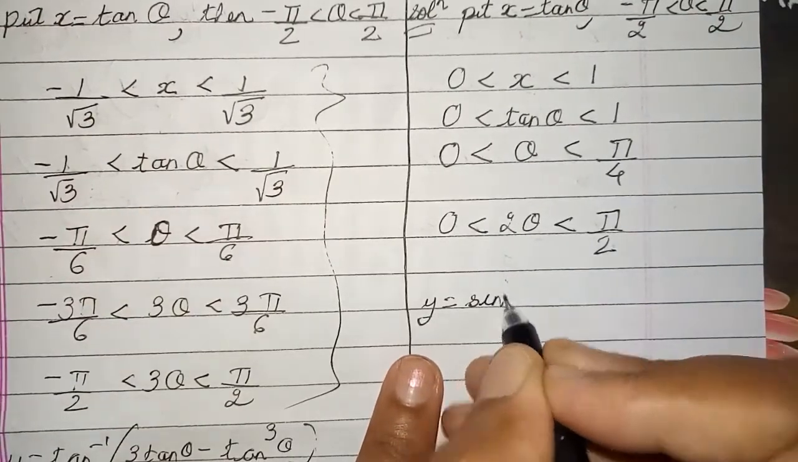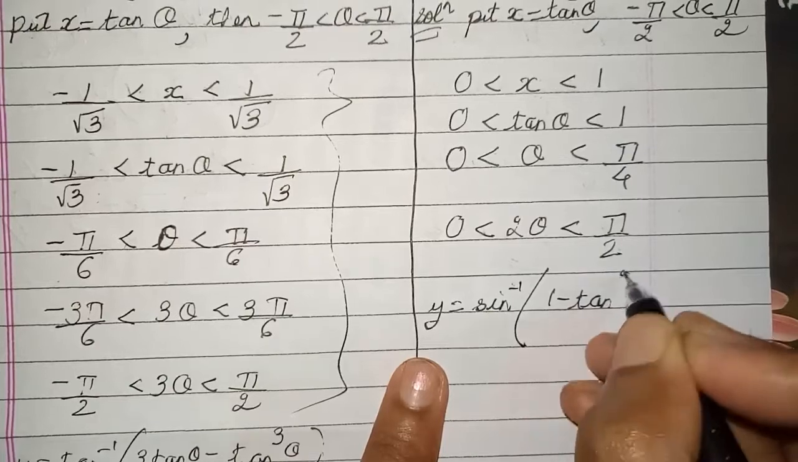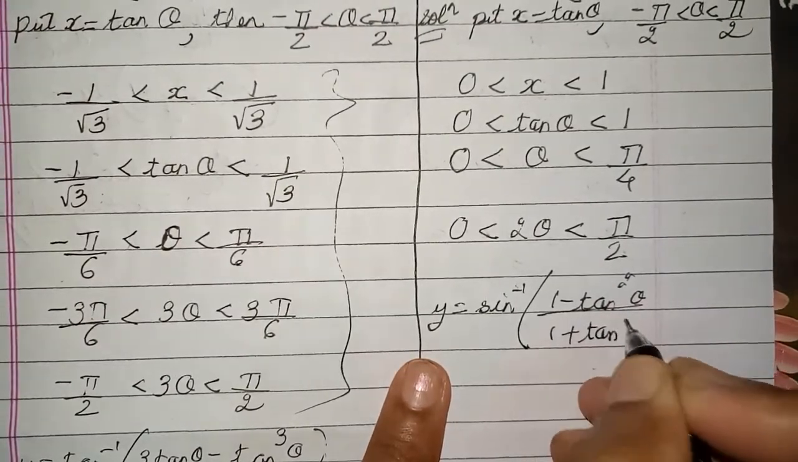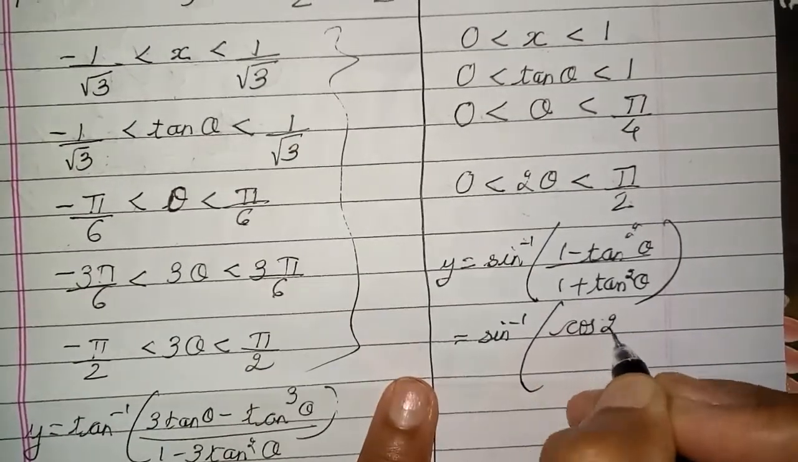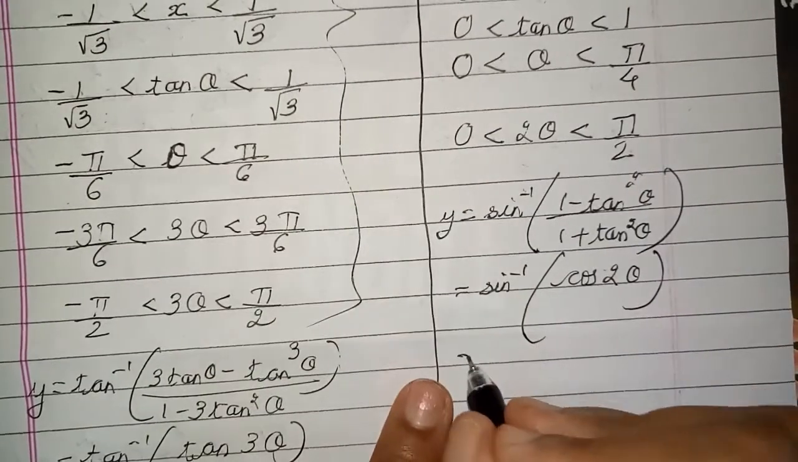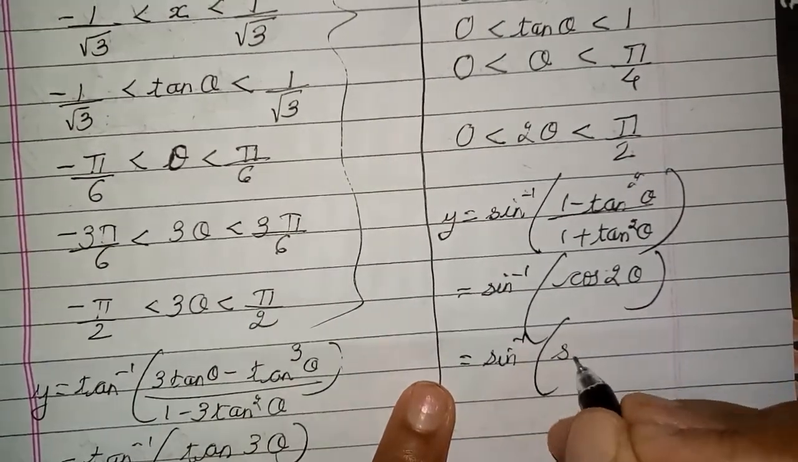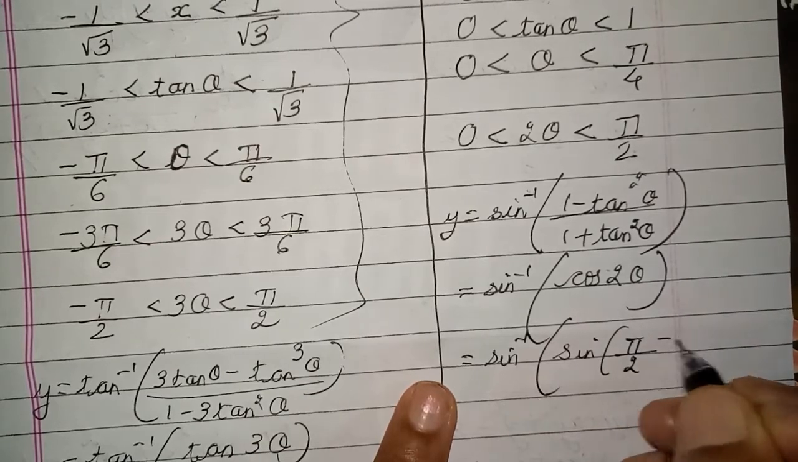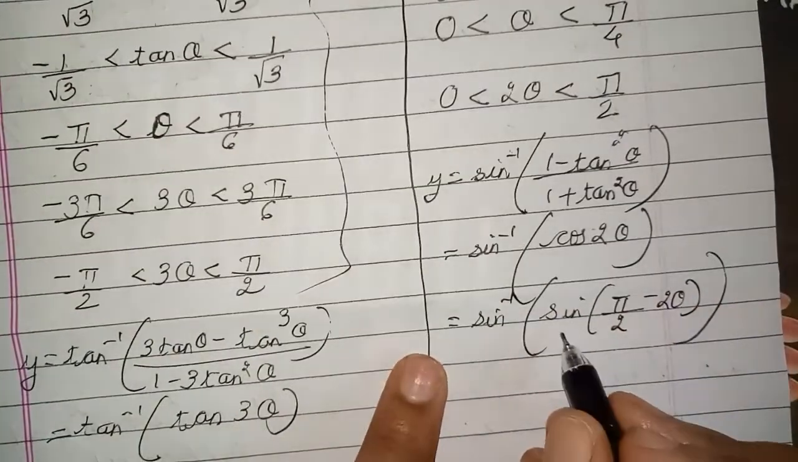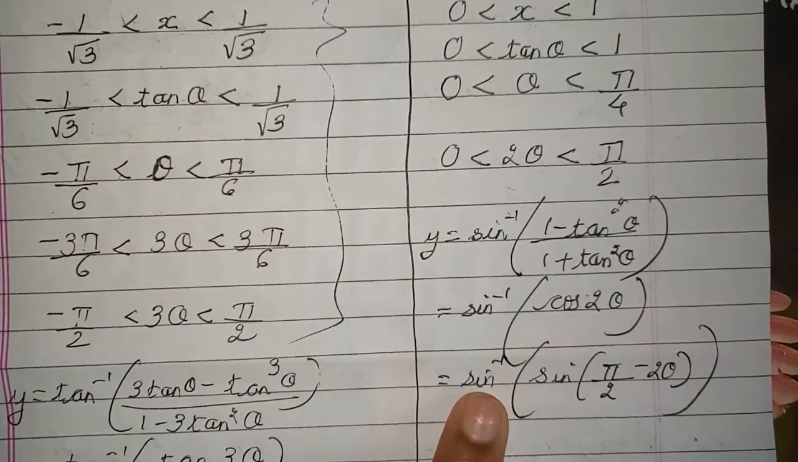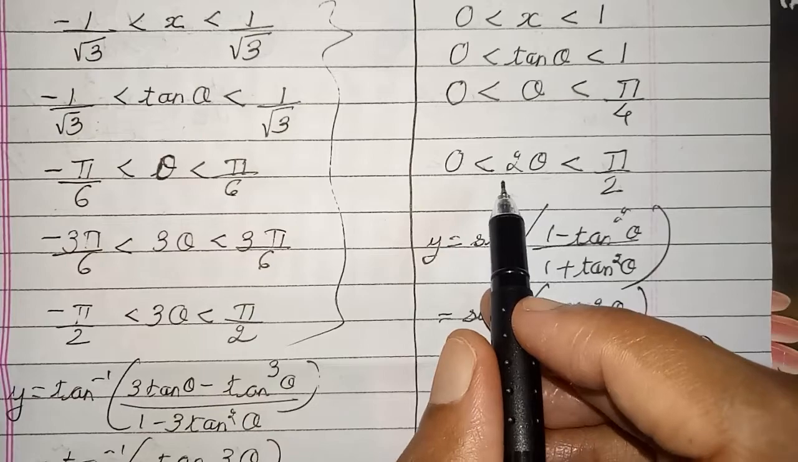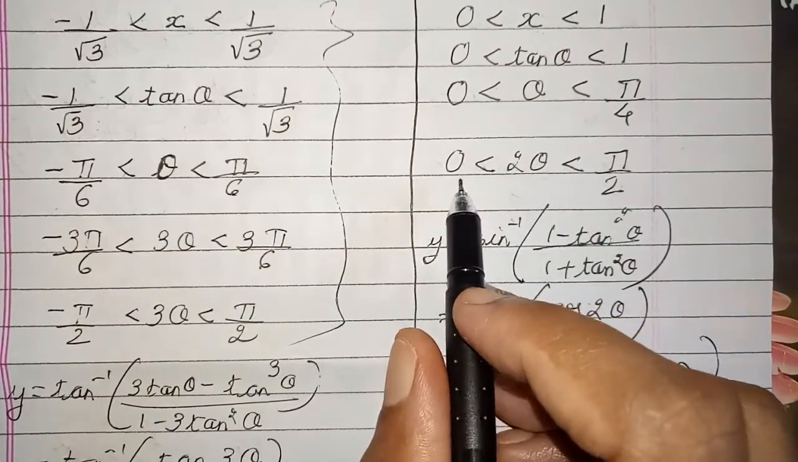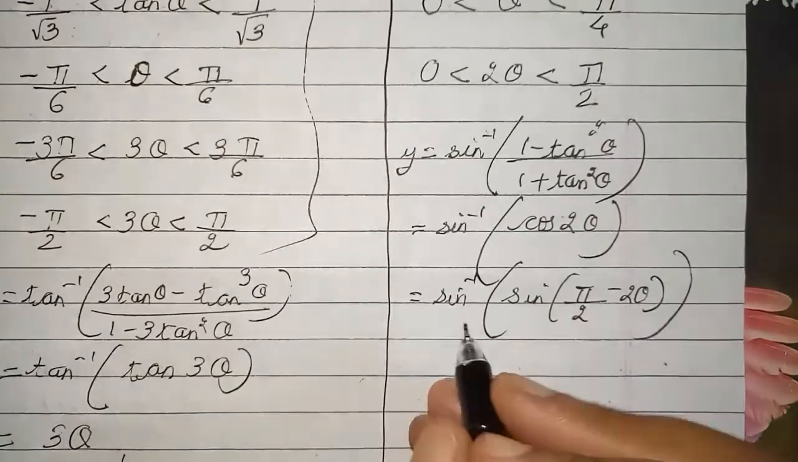So this will be sine inverse of 1 minus tan square theta upon 1 plus tan square theta. So this is sine inverse of cos 2 theta. But children, I can't cancel sine inverse and cos. So I am going to write it as, you know that sine of pi by 2 minus theta is cos theta, right? So I have written this. Now sine inverse and sine can be cancelled, because the range of sine inverse is nothing but the closed interval minus pi by 2 to pi by 2. Closed interval minus pi by 2 to pi by 2 means 0 to pi by 2 will fall inside that. So you are free to cancel this.